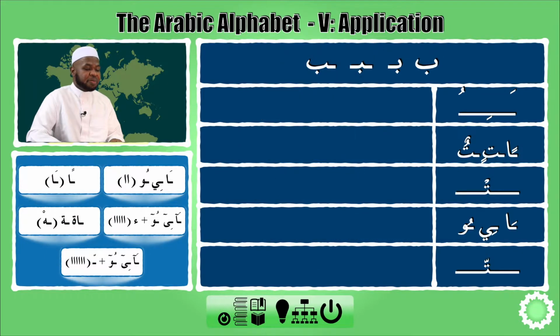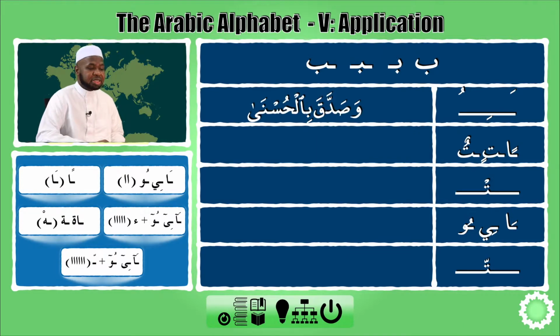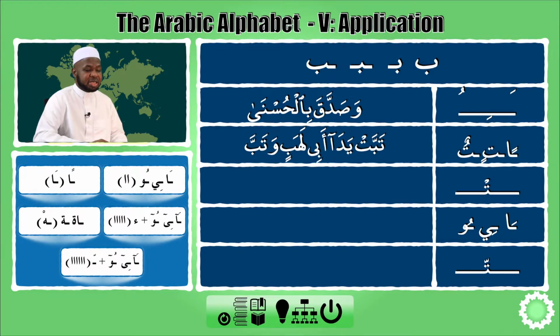So moving on, we have ba, and here the next example will be wa saddaqa bil-husna. The emphasis, so the highlight is on ba, b, bil-husna, but we must also articulate every single letter in here properly to the best of our possible knowledge. Wa saddaqa bil-husna. Tabbat yada abi lahabin wa tabb.